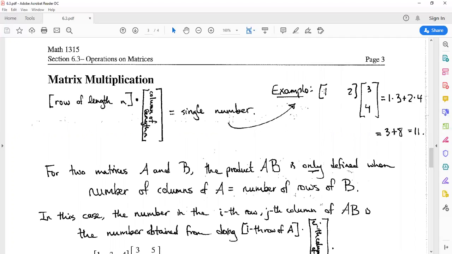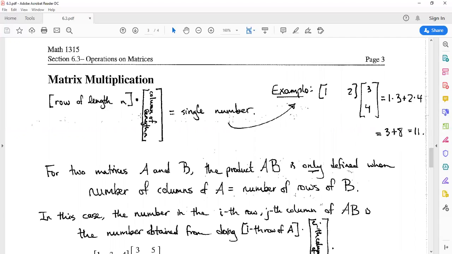As an example, let's say I have this row matrix whose entries are 1 and 2, and this column matrix whose entries are 3 and 4. Then the product of this row times this column will be 1 times 3 plus 2 times 4. That's just the definition here, okay? And so that becomes 3 plus 8, which is just the single number 11.